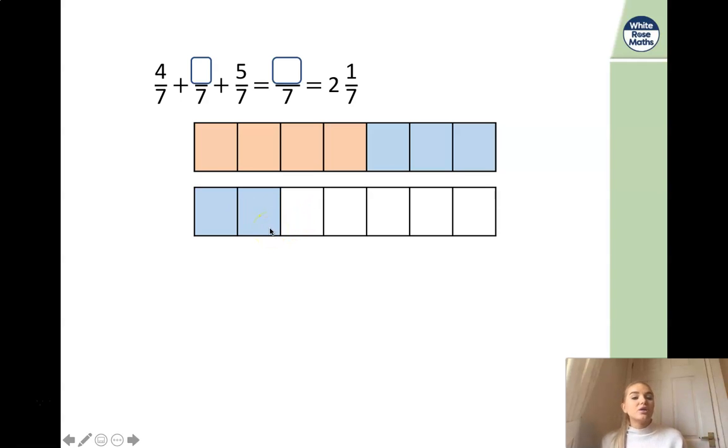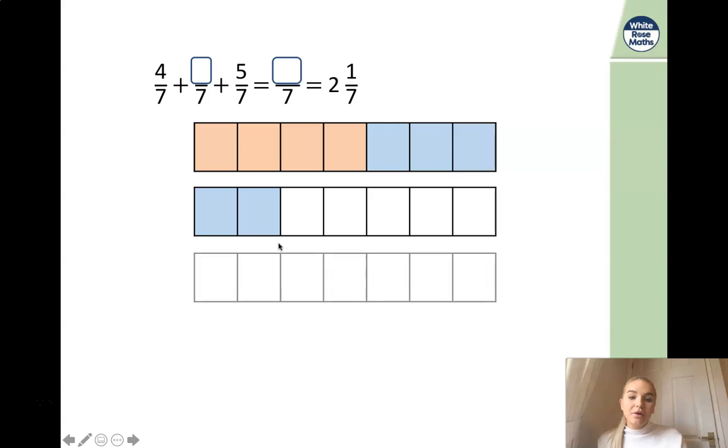But we need to make 2 wholes and 1 7th. So we know that the rest of this whole is going to be filled up. But also we need another 7th. And we can see here that our ending would be here. Now, how many more boxes will we need to fill up to get to 2 wholes and 1 7th? Can you count them? That's right, there are 6 sevenths to get to 2 wholes and 1 7th. So 4/7 add 6/7 add 5/7 gives us 2 wholes and 1 7th.